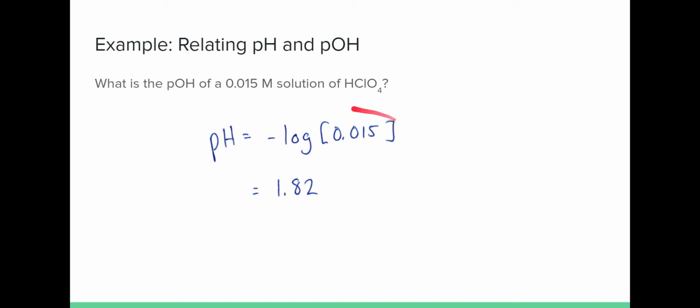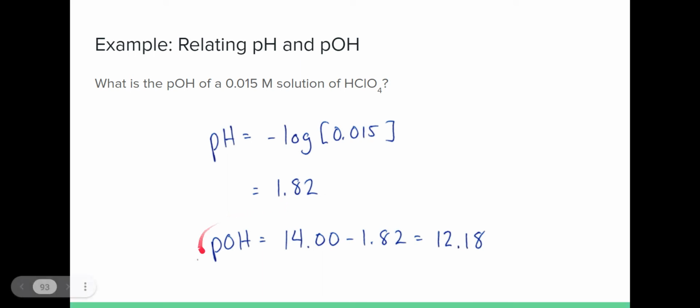That makes sense because this is a strong acid. Now that I've found the pH, I can simply use the relationship that both numbers together have to add up to give me 14. So therefore the pOH is simply 14 minus the pH that I just solved for, 1.82. So the pOH of this solution comes out to be 12.18.